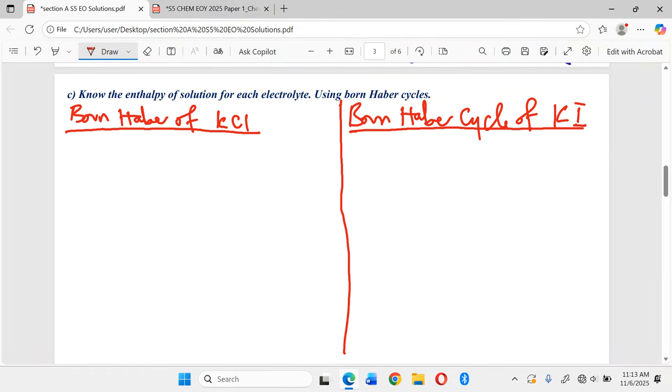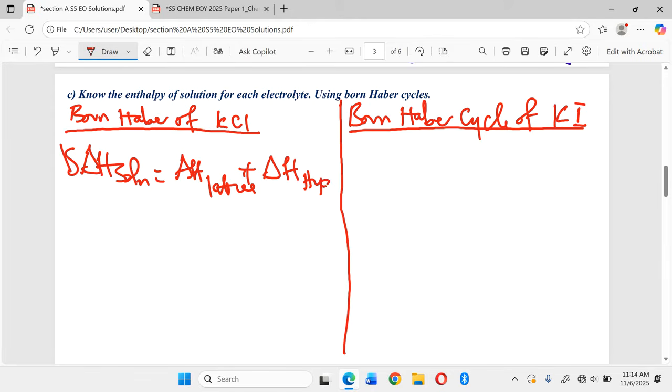Now, we can start with what we know about enthalpy of solution. When you're looking at enthalpy of solution, we look at two things. Enthalpy of solution involves the lattice energy. Enthalpy of solution is equal to the enthalpy of lattice plus the enthalpy of hydration. So those are the two things.